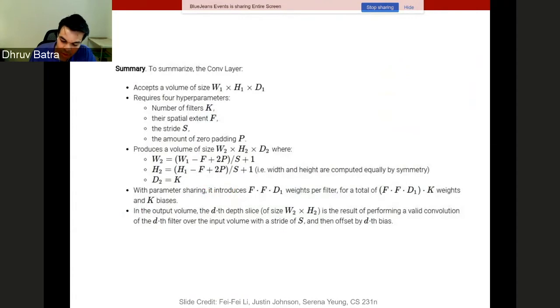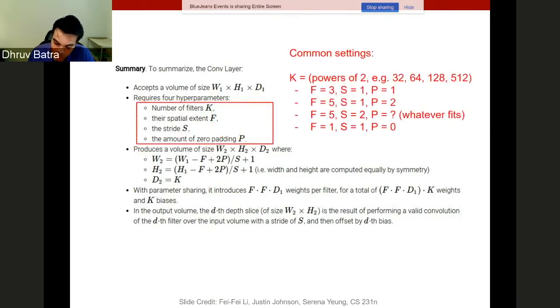To summarize, a conv layer accepts a volume W1 by height by width by some dimensionality. There are 4 parameters that you have to specify. You have to specify the number of filters, spatial extent, their stride, and the amount of padding you want. Notice this is exactly why people don't talk about the input channel dimension, because you don't get to specify that in that layer. It's just specified based on what sort of volume you are accepting as input.